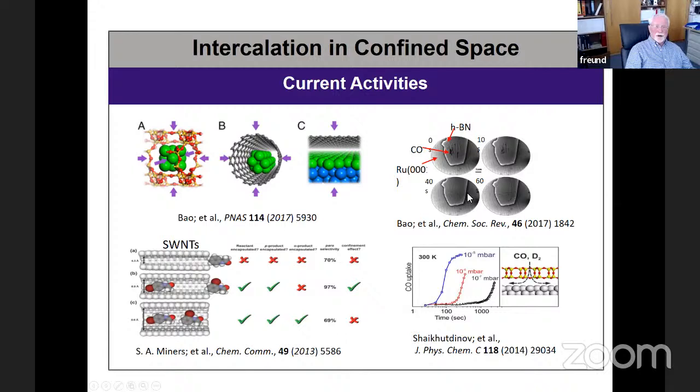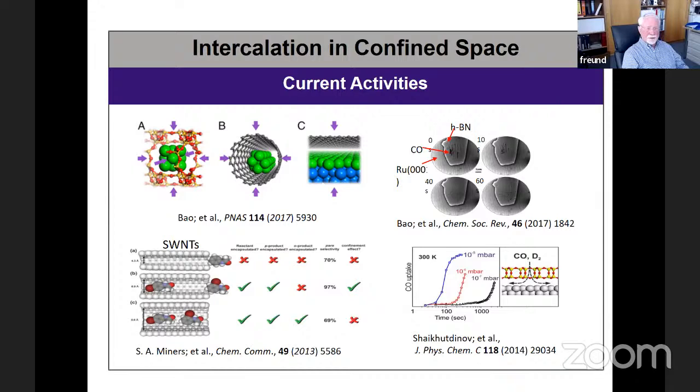But the studies were not very detailed, in the sense that the kinetics were not investigated in detail. Other people did these studies on carbon nanotubes, single wall carbon nanotubes, where the size of the carbon nanotube determines whether the reactant can leave or the reaction can happen at all, and so forth. We had started to look at a silica film and look at the diffusion of CO and D2 into the film. And I will discuss this aspect in a little bit, following up. So here is the silica film.